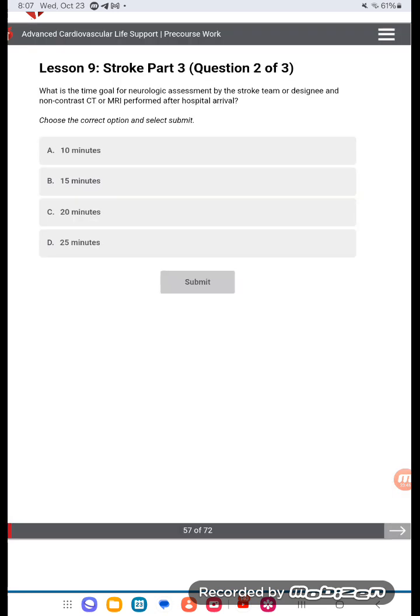What is the time goal for neurological assessment by the stroke team or designee, and non-contrast CT or MRI performed after hospital arrival?